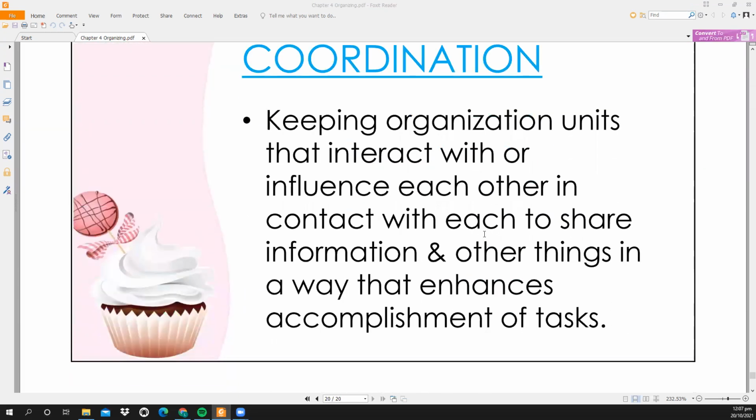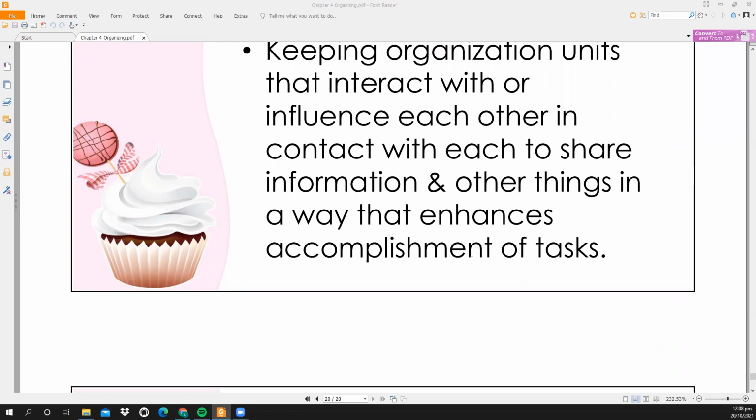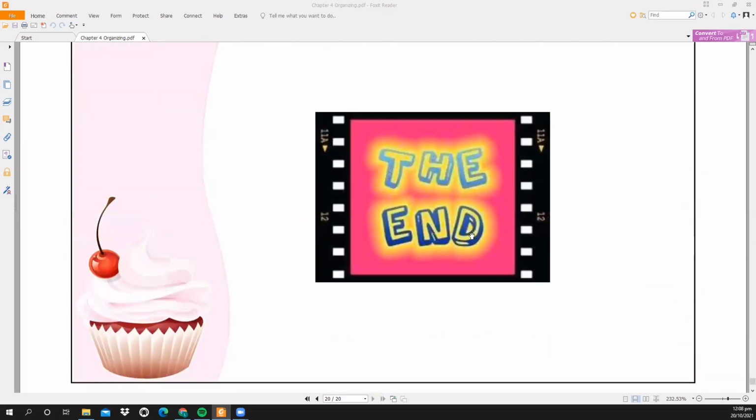Okay, when we say coordination, it is keeping organization units that interact with or influence each other in contact with each other to share information and other things in a way that enhances accomplishment of tasks.